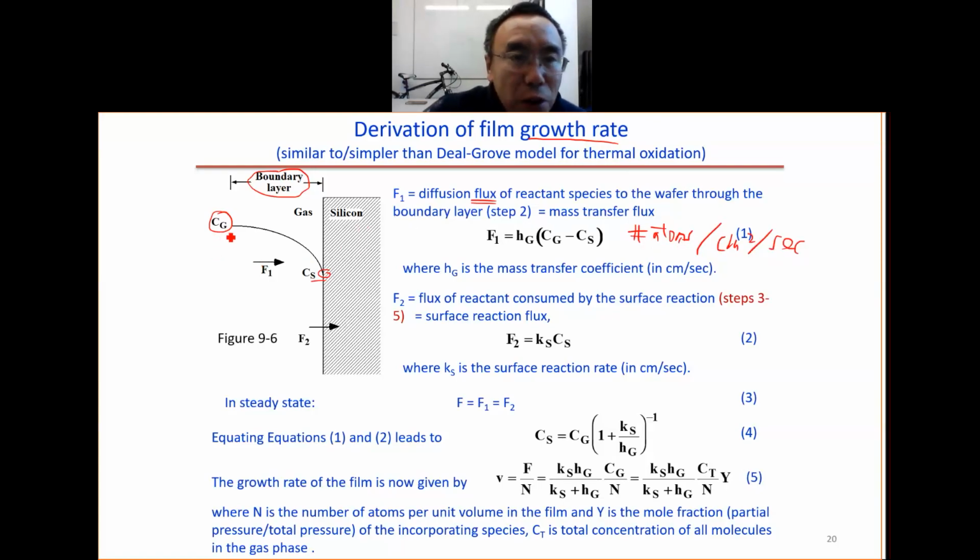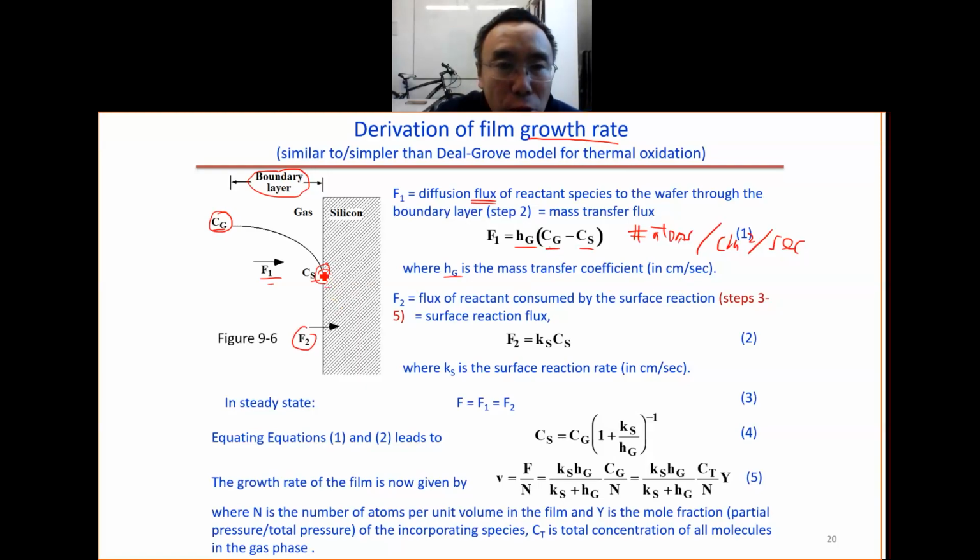We have the gas molecules going from the mainstream, from the bulk, to the surface. This flux is called F1. Then we have the chemical reaction on the surface, which also consumes the gas molecules. This one is F2. F1 is proportional to the difference between Cg and Cs. So Cg minus Cs times Hg gives F1, where Hg is the mass transfer coefficient.